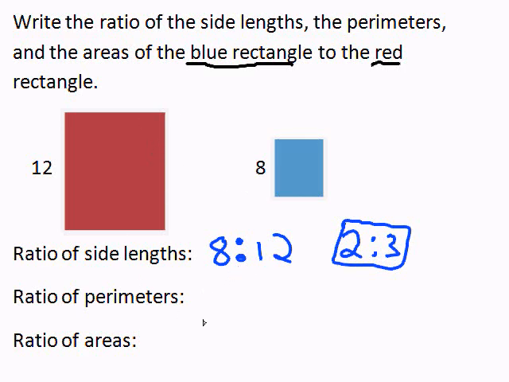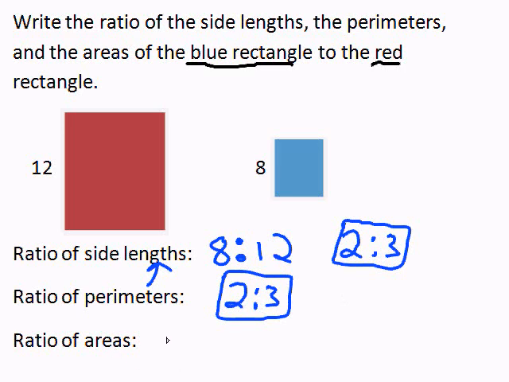Now the ratio of the perimeters, here's good news. It's always the same as the ratio of the side lengths. So it's going to be 2 to 3. That's because if you add up all the sides and then divide the corresponding sides, it's still going to be the same ratio. But what about the ratio of the areas?